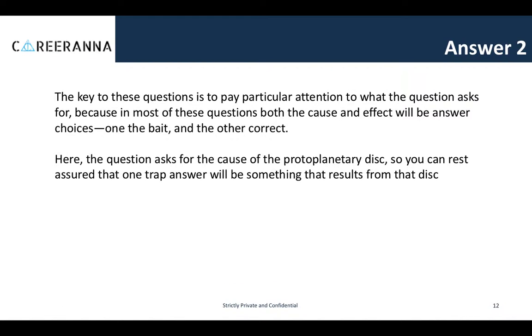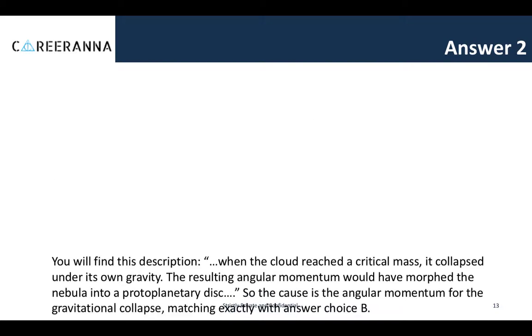Now, the key to such questions is to pay very detailed attention to what the question is asking. Because again, this question is more of a cause and effect type, and I could say that the question is asking the cause of the protoplanetary disk. Usually for every cause and effect question, there is one option which is a trap, very close to the actual answer. Our purpose is to avoid that trap.